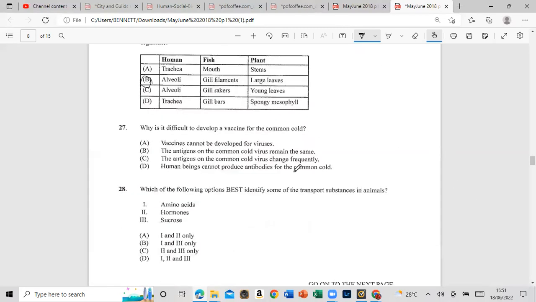Let's move on to 27. Why is it difficult to develop a vaccine for the common cold? A, vaccine cannot be developed for viruses. B, the antigens in the common cold virus remain the same. That's not it. The antigens in the common cold virus change frequently. I always hear this. Many different types of cold that change.